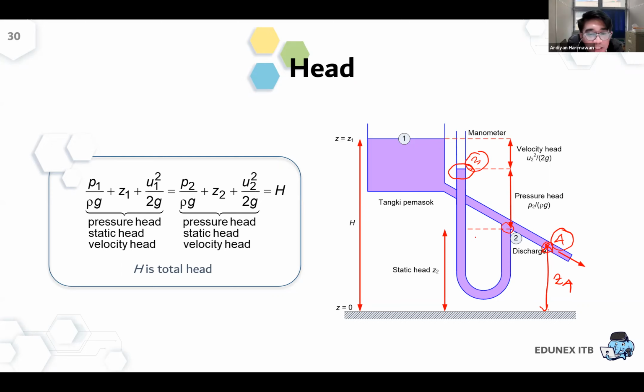Your answer is correct. The pressure head will be higher because the static head is lower. But my question is why the position at point 3 does not go up, because the pressure head is higher, right?